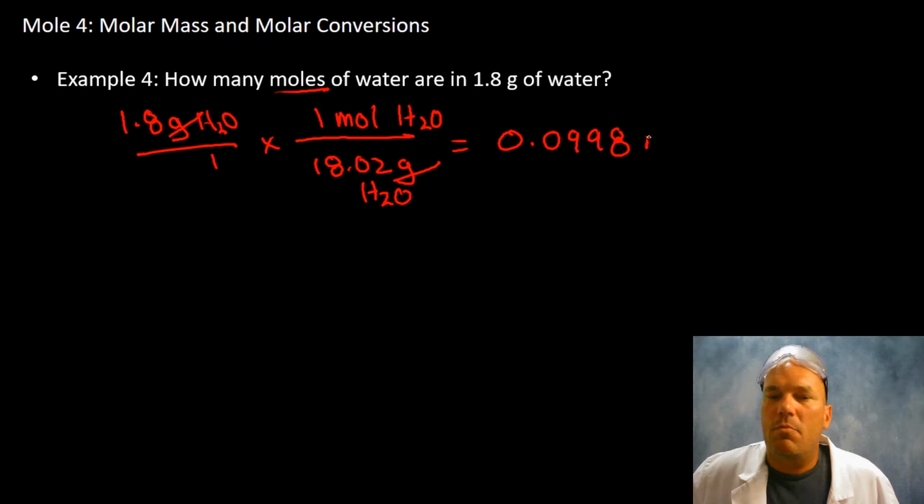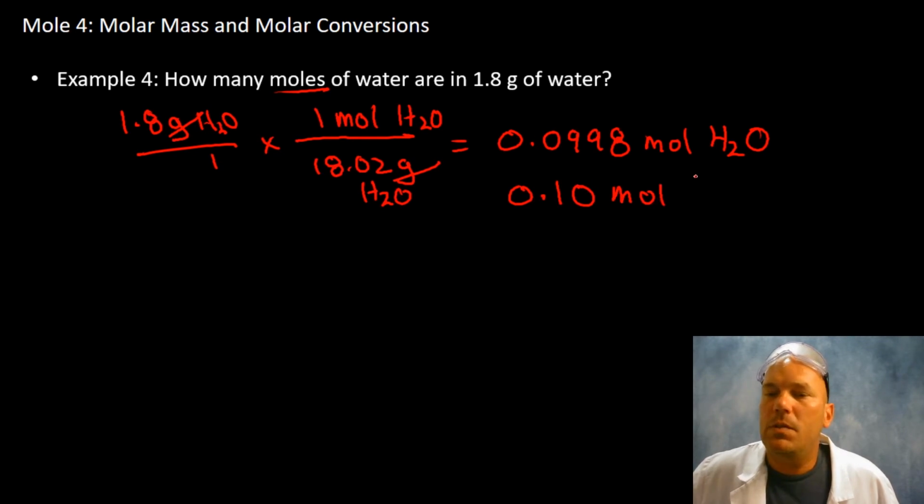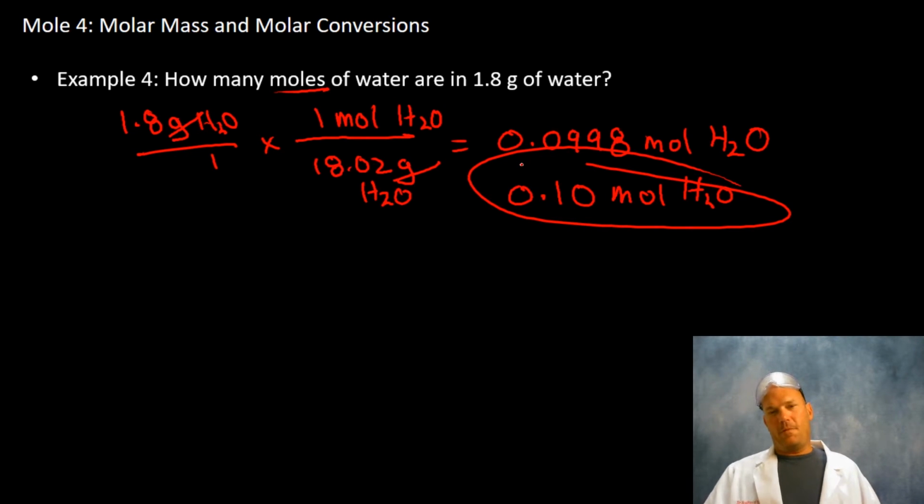And you are going to get 0.0998 mole of H2O. But then we need to pay attention to our sig figs. Probably better to express this with a couple sig figs. So let's go with 0.10 moles of H2O for our final answer on that one. Okay?